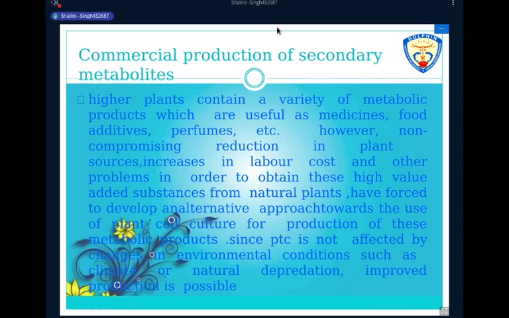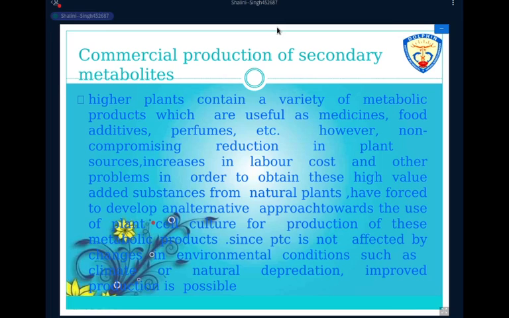How do you do the commercial production of secondary metabolites? Higher plants contain a variety of metabolic products which are useful as medicines, food additives, perfumes, etc. However, non-compromising reduction in plant sources, increase in labor cost and other problems in order to obtain these high value added substances from natural plants have forced us to develop an alternative approach towards the use of plant cell culture for production of these metabolic products.